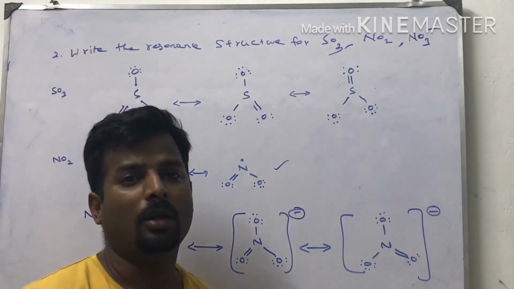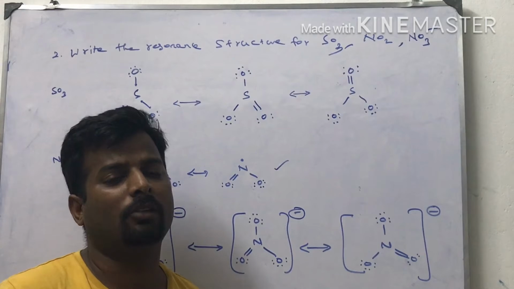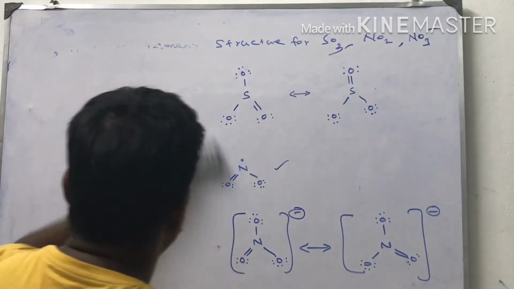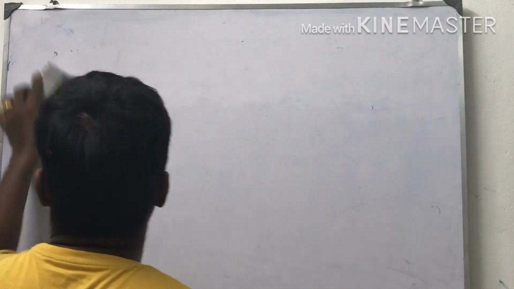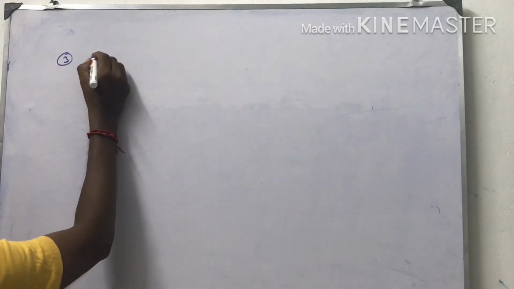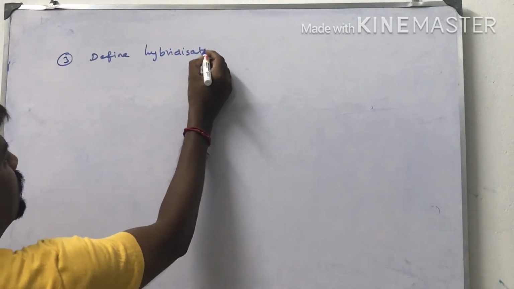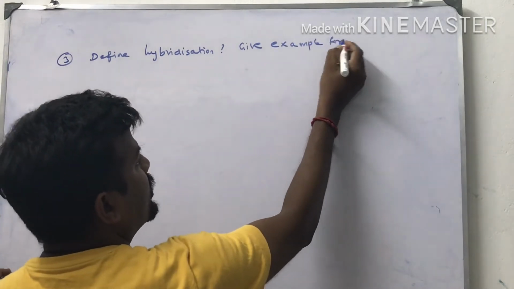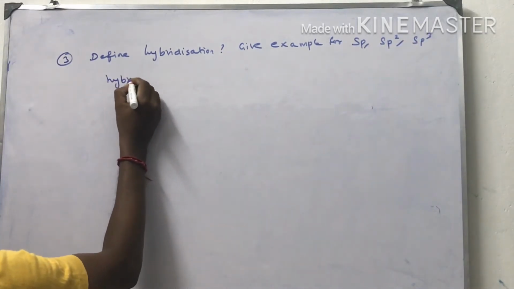Now next, moving to hybridization. Next topic is hybridization. What is meant by hybridization? Give example for sp, sp2, sp3. That's the third question. Third question: define hybridization, and give example for sp, sp2, sp3 hybridization.